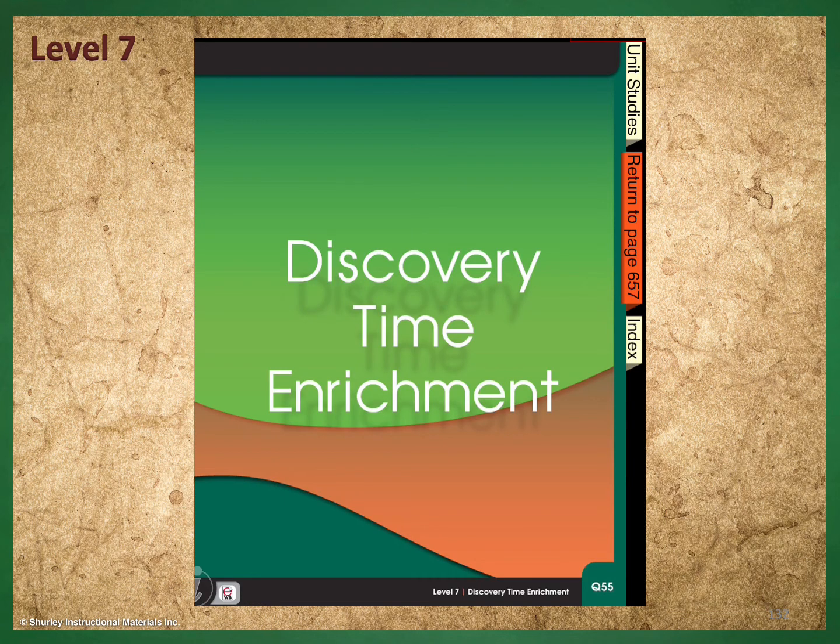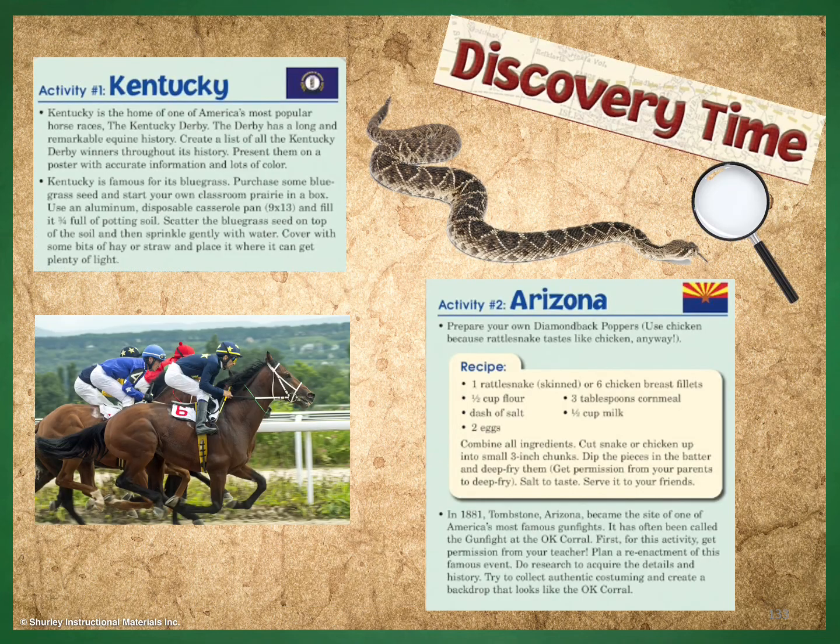In the back of the Level 7 book, you will find a section dedicated to the Discovery Time clue plates that coincide with the clue plates in the lessons. There are also fun activities that correspond with each state for the students to complete. For example, here are the activities that go with the states that we just discovered. Take a look at activity number 1. I'm going to read the first activity for Kentucky.